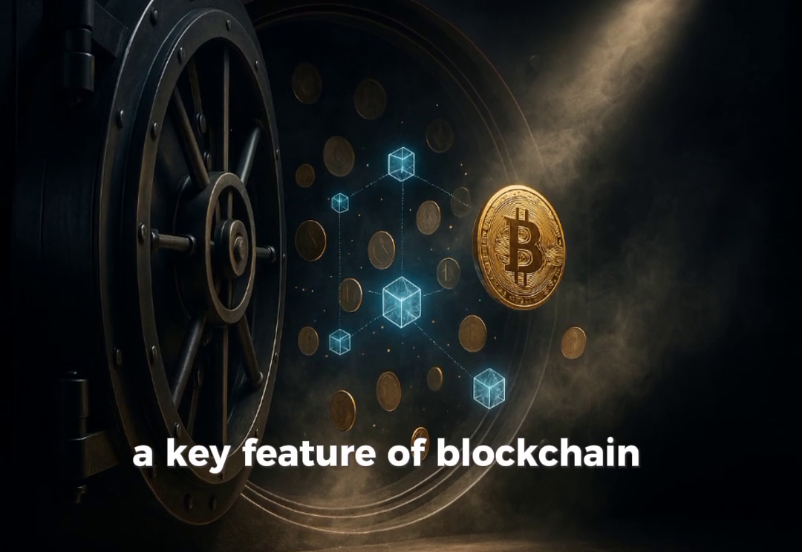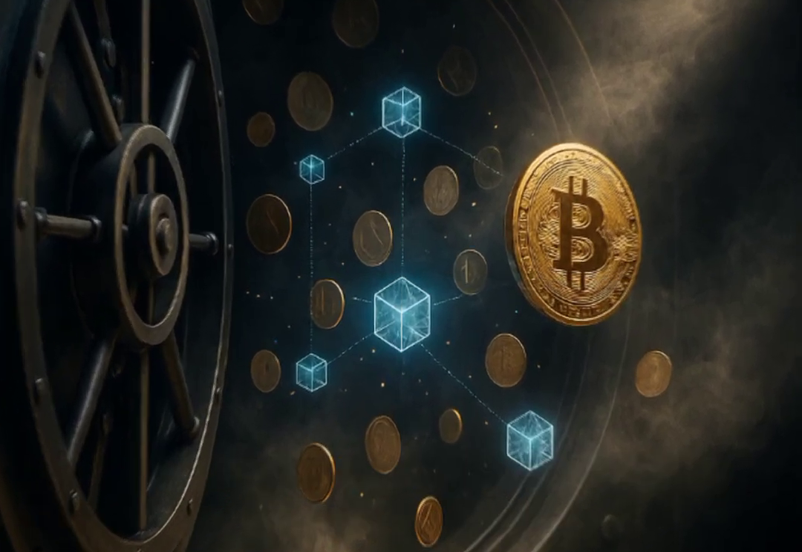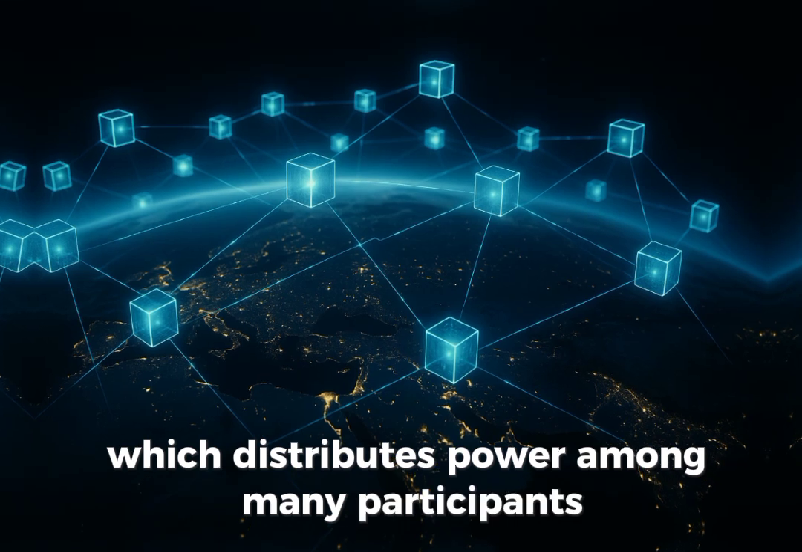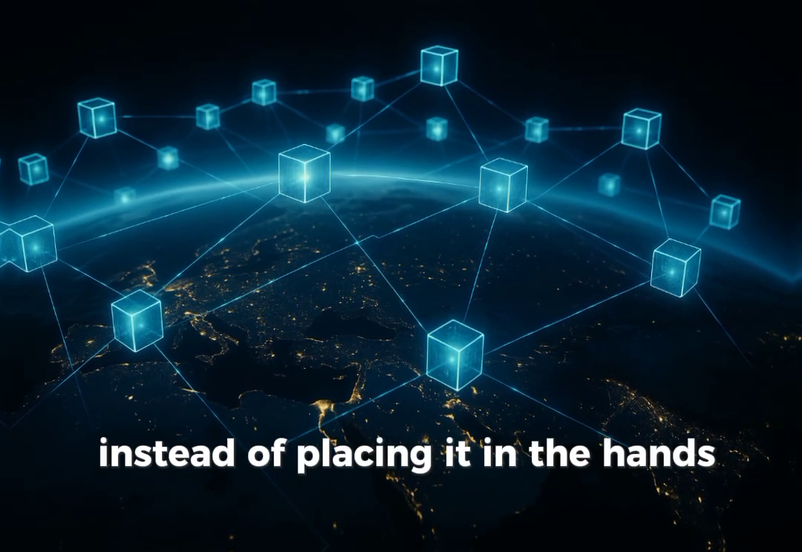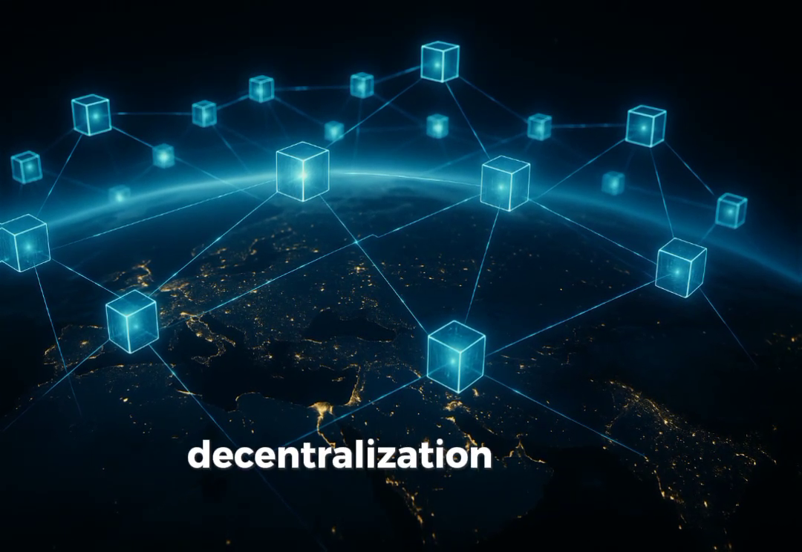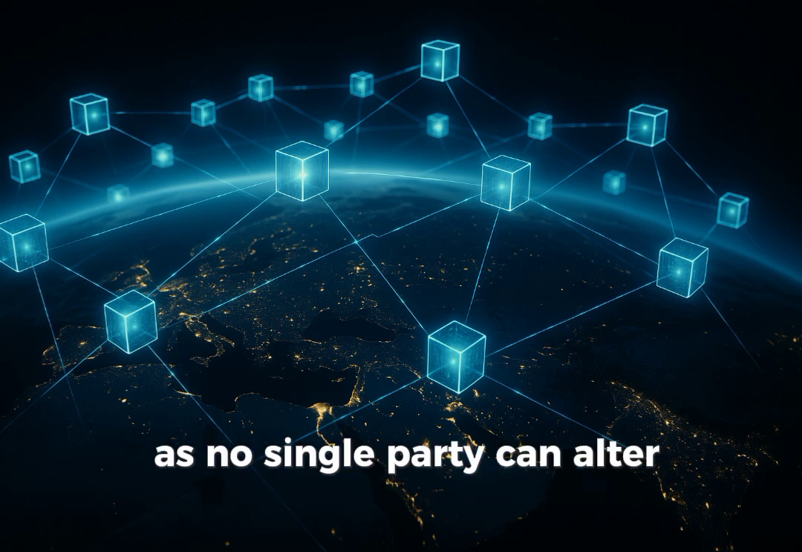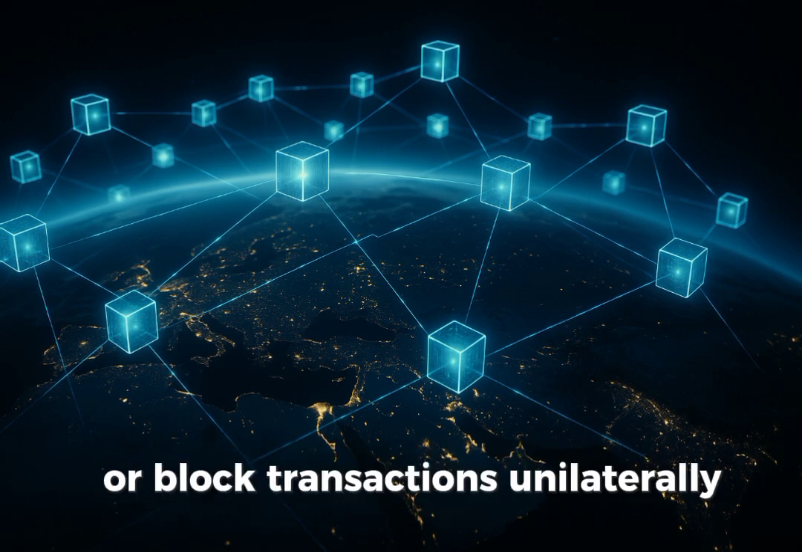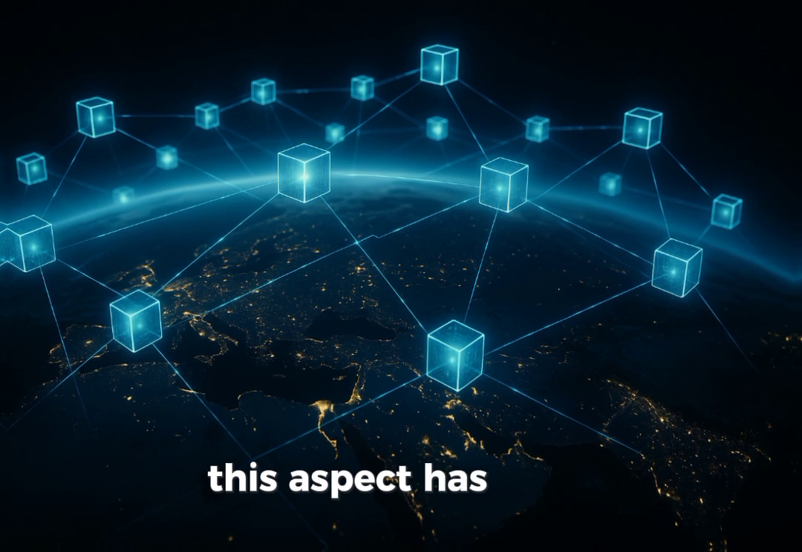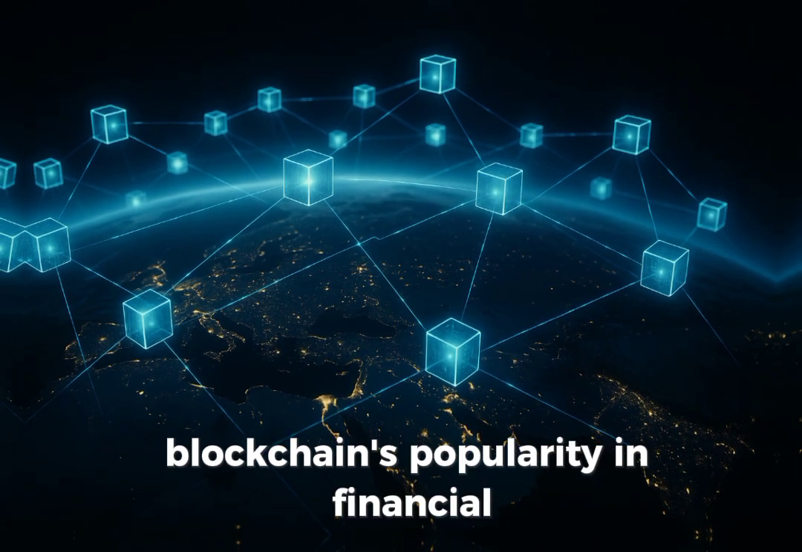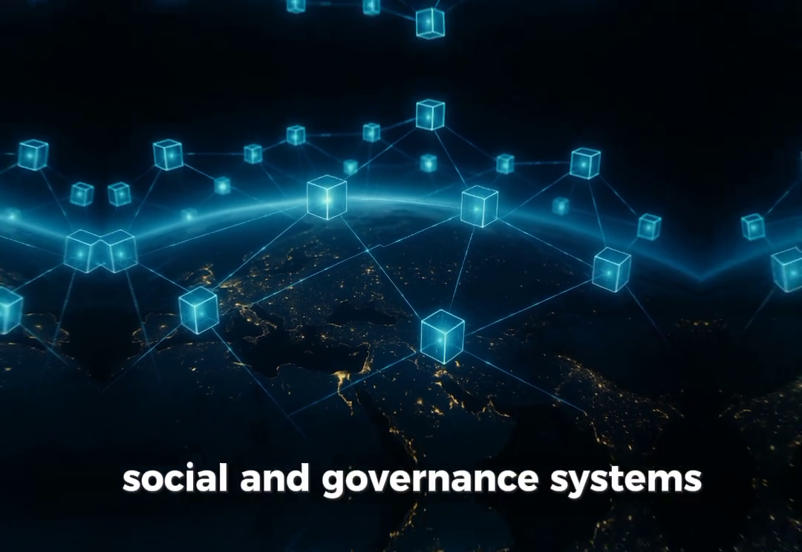A key feature of blockchain is decentralization, which distributes power among many participants instead of placing it in the hands of a few. Decentralization makes blockchains resistant to censorship, as no single party can alter records or block transactions unilaterally. This aspect has driven blockchain's popularity in financial, social, and governance systems.